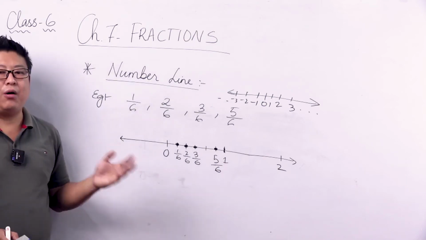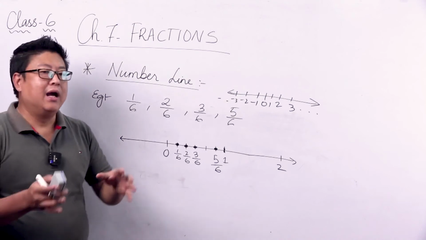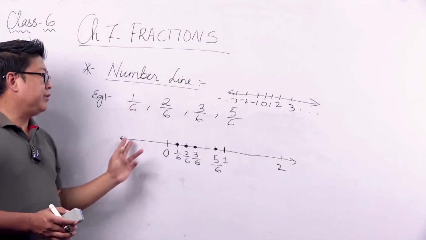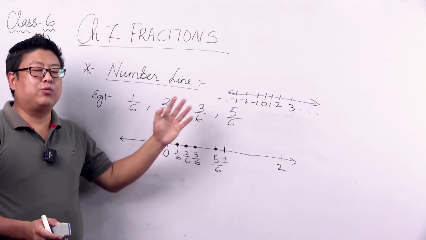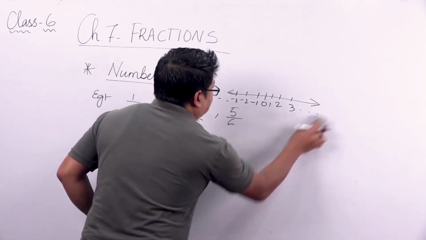So this is how you plot fractions on the number line. First, you identify between which two numbers the fractions are, and then you start plotting. After you find out where it is, it becomes easy for you. All right? Let's look at the next topic.